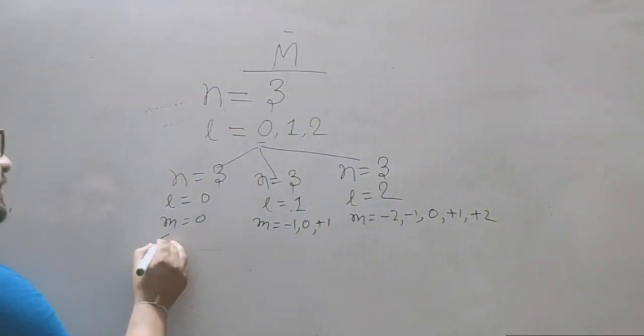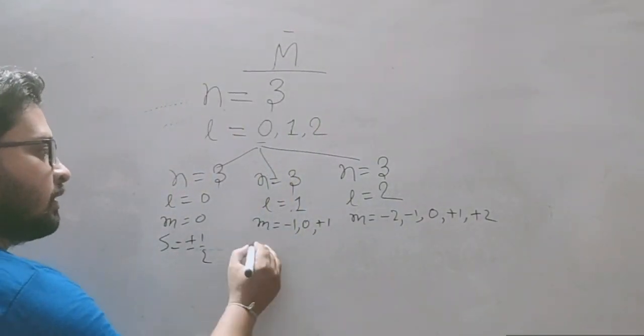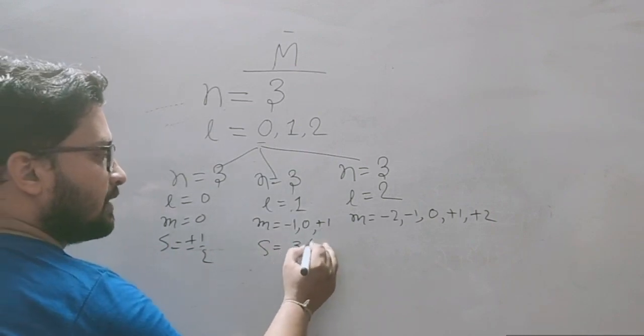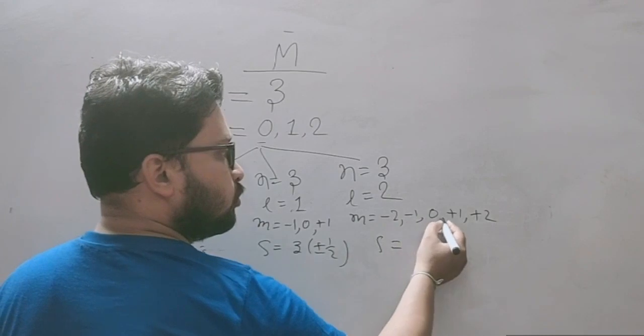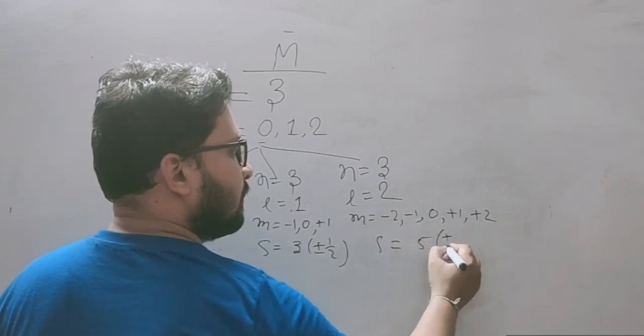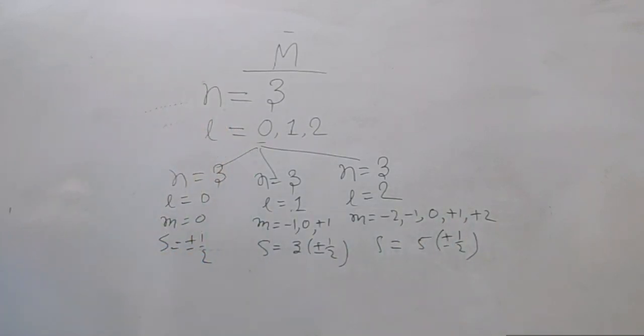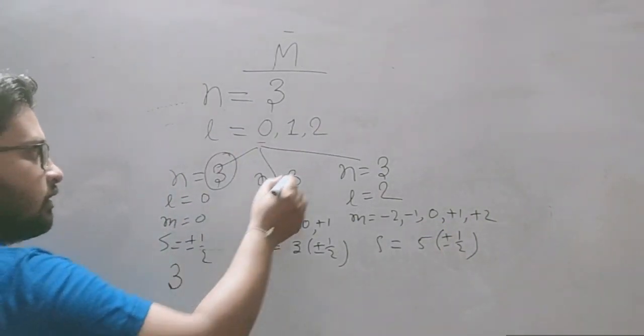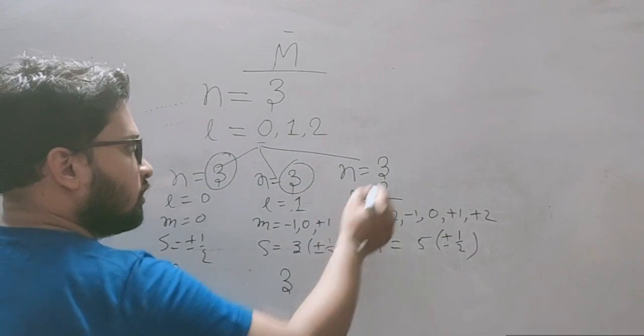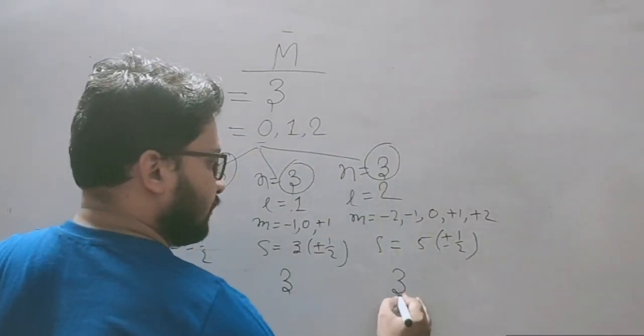So s is equal to plus or minus half. Here it is 1, 2, 3, 4, 5, so 5 into plus or minus half. So for 3 you can write 3, and for the others also 3.